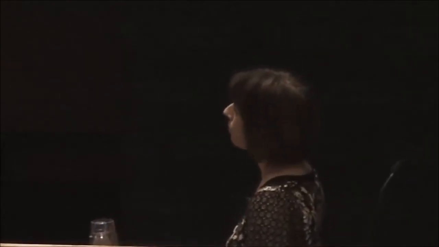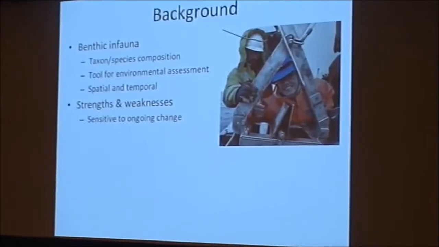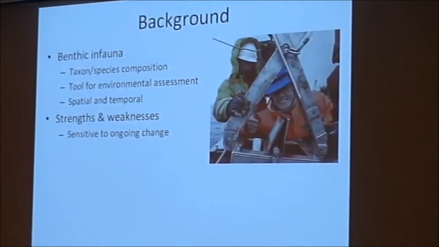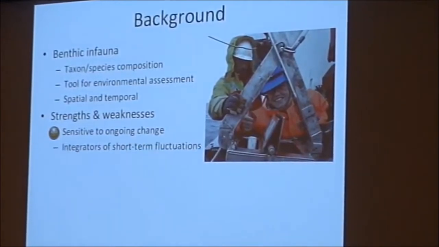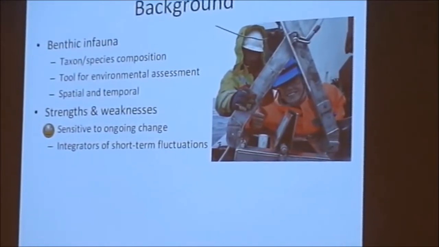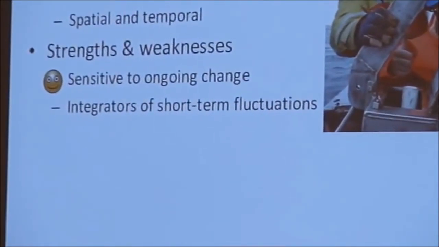We can use spatial and temporal information out of this. There are a number of strengths and weaknesses, and as Eddie Carmack said yesterday, I should actually write challenges rather than weaknesses. Benthic fauna are sensitive to ongoing changes. They react to their environment in a predictable and well-researched manner. So that's a strength. They're integrators of short-term fluctuations. The community structure doesn't change on a daily basis, so a single sampling event can represent a reasonable length of time.